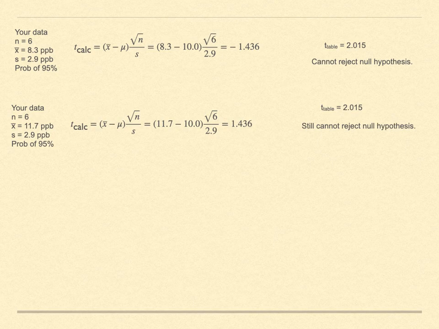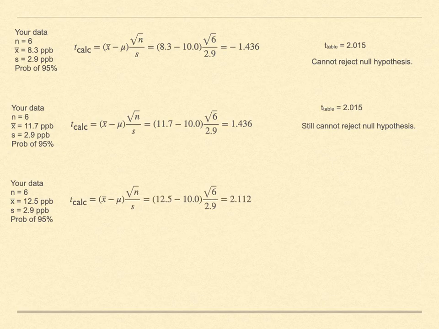What this test means is that with 6 tests, which produce an average of 11.7 with a standard deviation of 2.9, we cannot conclude that such results are anything other than just normal statistical variations around some mean that could be less than 10 parts per billion. What if the average was 12.5 parts per billion? Well, now the calculated t-value is 2.112. The tabulated value is still 2.105, which is now less than 2.112. Now we reject the null hypothesis and paint the well red.